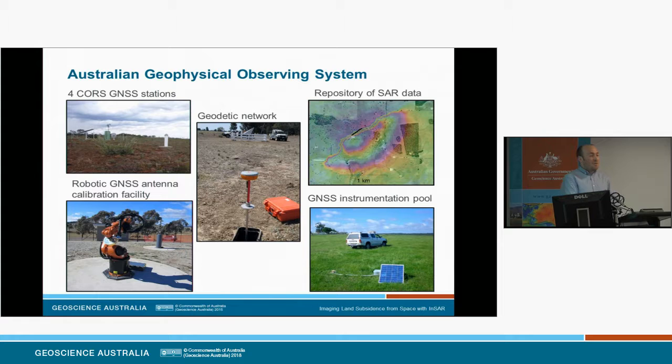Back in 2011, the Australian government funded the Australian Geophysical Observing System, and this was a project to develop new ground infrastructure, new earth science infrastructure to support research into energy-related issues. And Geoscience Australia was responsible for implementing the geospatial components of AGOS, which are shown on this slide. Perhaps the people in this room will be most familiar with the robotic antenna calibration facility, which is actually sited here at GA down at the back of the support building there. Today I'm going to talk about mostly the geodetic network that we deployed as part of AGOS.